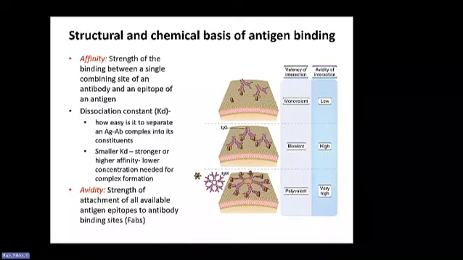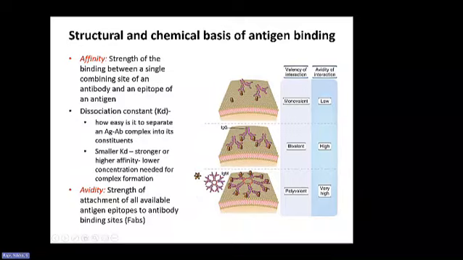All right, for antigen binding, there are two different concepts called affinity and avidity. Affinity is the strength of the binding between a single combining site of an antibody and an epitope of an antigen. So one antigen binding site and the epitope of that antigen bind to each other, and the strength by which it binds is called affinity. Avidity, on the other hand, is the strength of attachment of all available epitopes to the antibody binding sites. This should be antigen binding sites, not FABs.